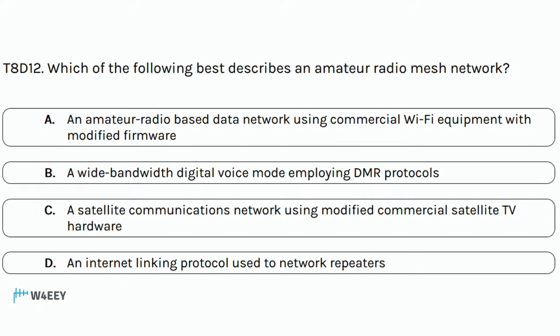And which of the following best describes an amateur radio mesh network? Oh, I didn't maybe use that term, but maybe you can puzzle it out. Think Wi-Fi. With those modified Wi-Fi routers with custom software. It's an amateur radio-based data network that might be existing in your neighborhood. It's not connected to the internet. It's completely separate, but it contains the same kind of TCP/IP traffic.